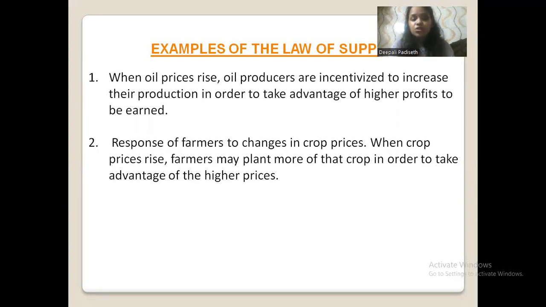Next, the response of farmers to changes in crop prices. When crop prices rise, farmers may plant more of that crop in order to take advantage of the higher prices.